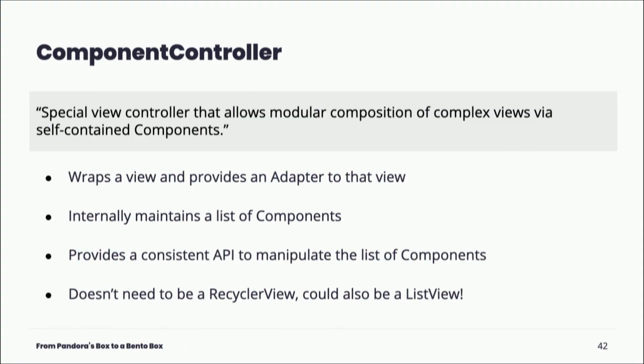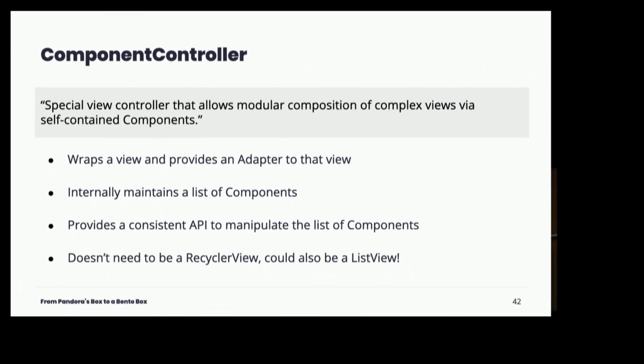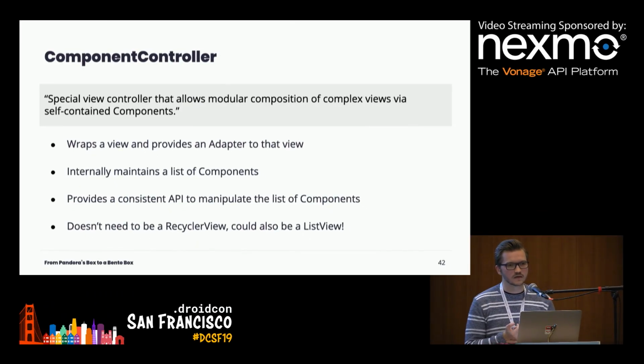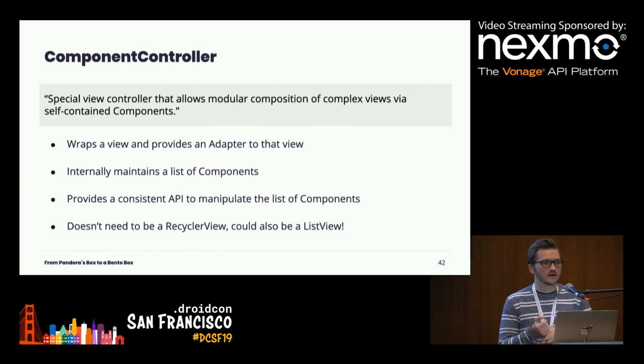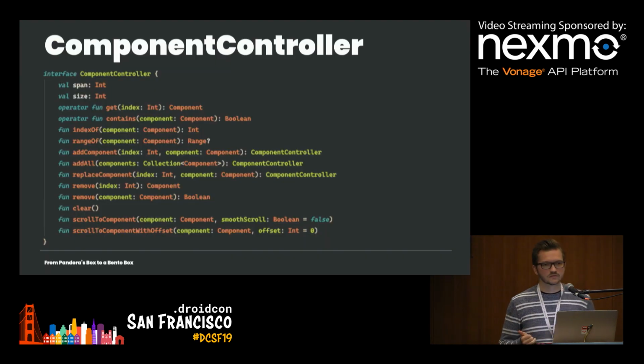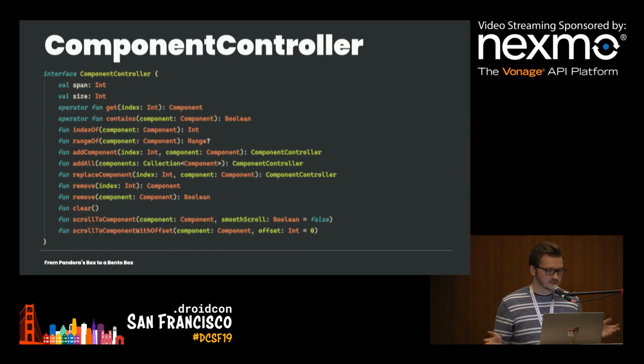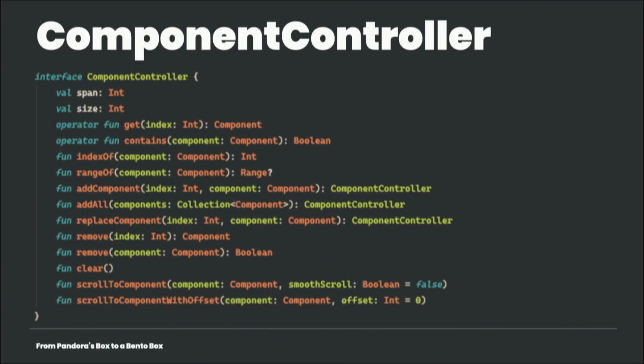And the cool thing about the component controller is that it provides a consistent interface across many different view types. So we don't necessarily need to have a RecyclerView component controller. It could also be something like a ListView, which would help us out for our legacy stuff that we were looking at before. And so this is what the component controller interface looks like. It's not super important to go through each of these, but this just gives you an idea. You have a component controller where you can get the index of a component, add a component, remove a component, add a list of components, clear everything if you even wanted to. And it's just a consistent interface that we can use no matter what type of view we have.